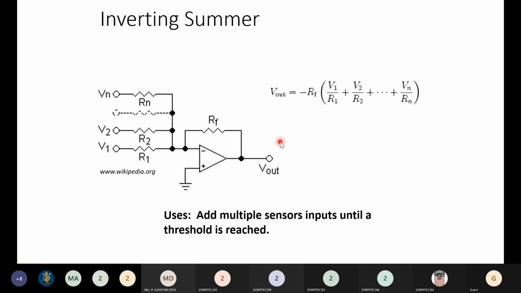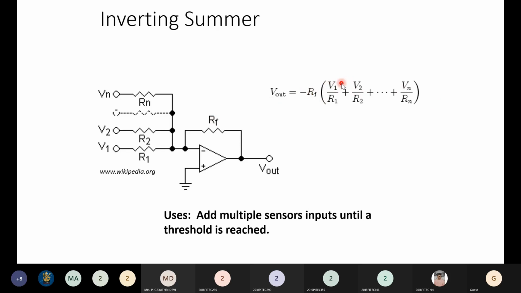Let's hope you have got this expression. Right? Any doubts? It was very easy to get it, right? So output is equal to what you can see here. Output is equal to some weighing factor, minus RF by R1 times the input plus RF by R2 times the input, like that. Anyhow, it is the sum of the inputs.